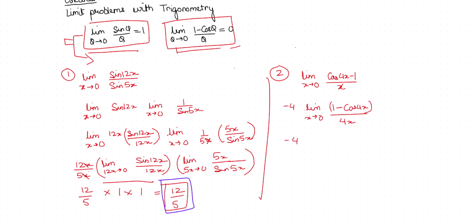So when x tends to 0, 4x will also tend to 0. So this will be negative times 0, which will give 0 as the answer. Okay, let's do one more problem.